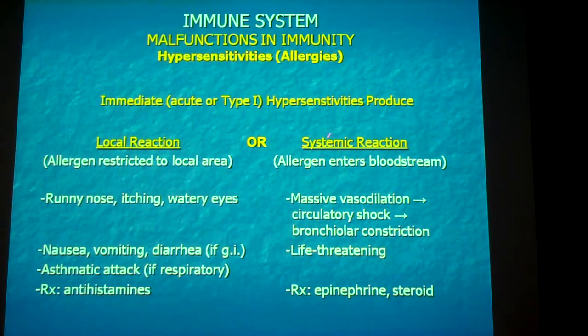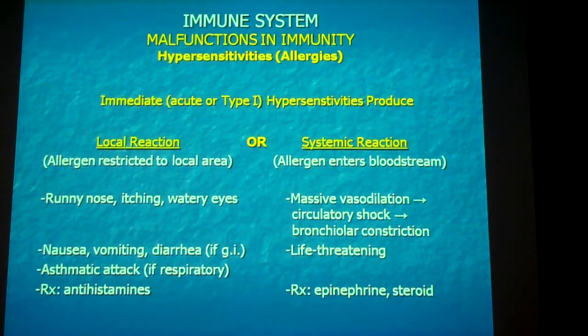Sometimes it's possible not to have a localized reaction, but to have a systemic reaction. So you get a massive outpouring of histamine. And what does histamine do? It's a vasodilator. It produces massive peripheral vasodilation. What's that going to do to your blood pressure? Drop it. It can also cause bronchiolar constriction, called respiratory distress. You can die from this. This is an anaphylactic reaction.